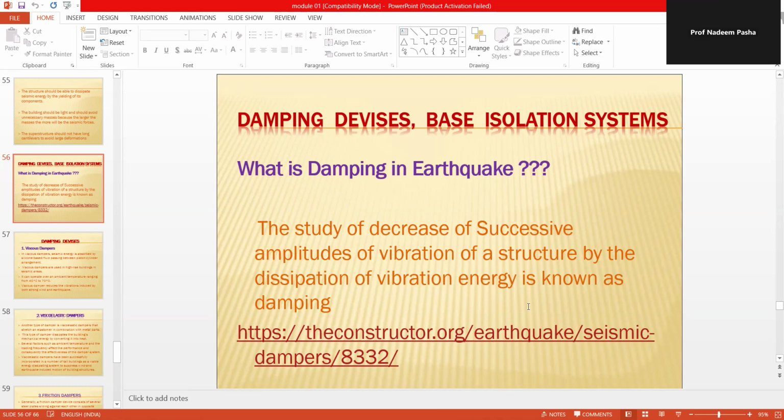So what exactly is damping? The study of decrease of successive amplitudes. Amplitudes you are familiar with; you have already studied this in your physics at PUC level: amplitude, frequency, vibration and all. In damping, the successive amplitudes decrease as the vibration energy is dissipated. Which type of energy is being dissipated? Vibration energy. Due to this dissipation, there is a decrease in the amplitude. This entire process is known as damping.